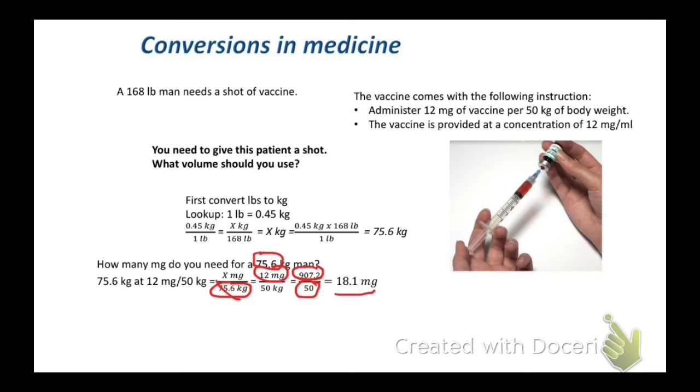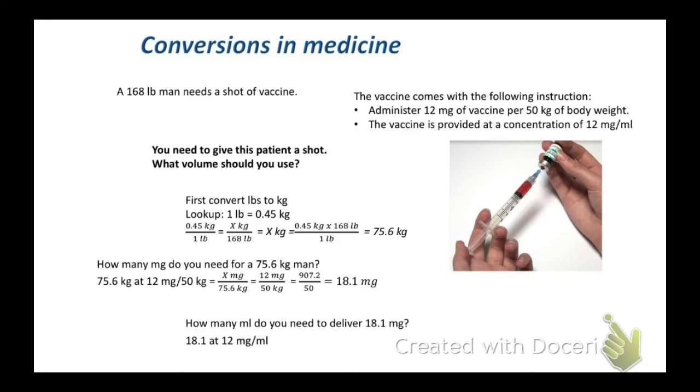Now our stock is at 12 mg per ml, milligrams per milliliter, so now we are able to figure out volume. So we're going to do a similar type of situation, a ratio. X is to 18 milligrams as 1 ml is to 12 milligrams, and our final volume that we need to administer is 1.5 mls.